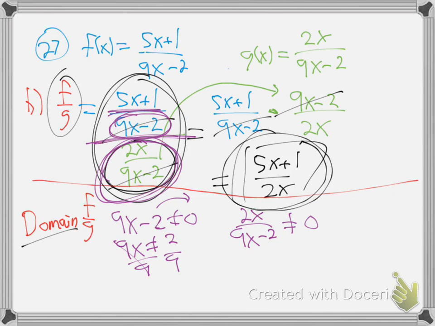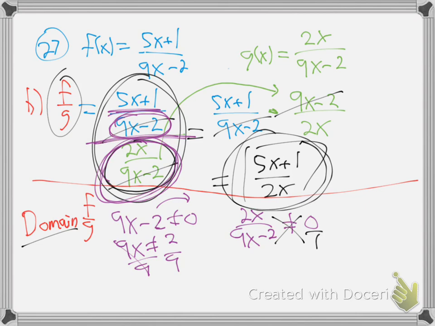2x over 9x minus 2. So when we've got a fraction on one side and a whole number on the other, put it over 1, make it look like a fraction, cross multiply. So I'm going to take this and put it over 1. Diagonal, diagonal. Do you guys understand the difference between cross multiplying and cross canceling? Up here with times, we cross canceled. With equals, or not equals, you cross multiply.